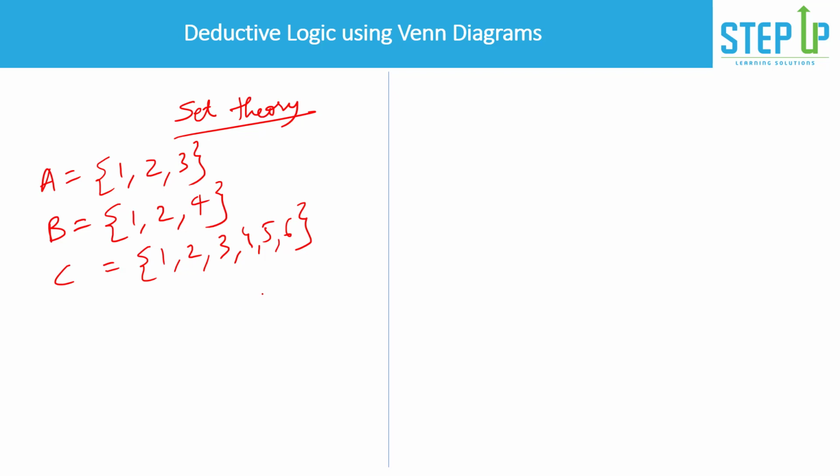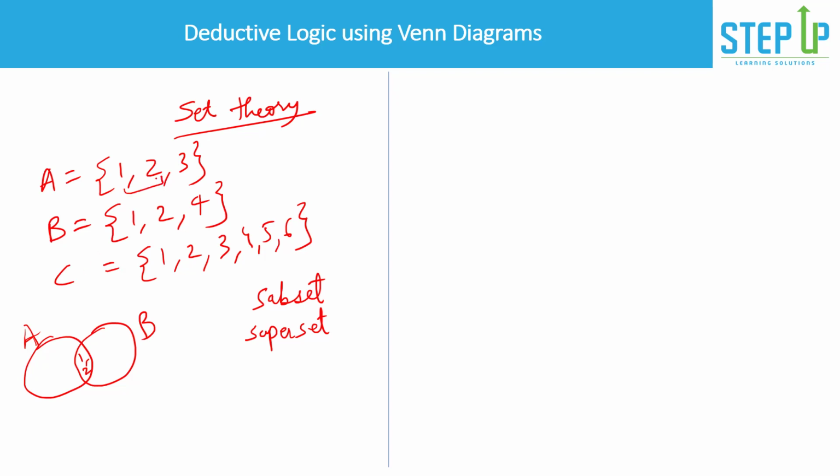We learned the concepts of subset and superset. For example, if I were to represent these A, B, C in a diagrammatic fashion, that is nothing but your Venn diagrams. Let's suppose this is your A and let's suppose this is your B. The common part, your 1 and 2, are the two elements that were common in A and B, right? In B alone you had 4, in A alone you had 3. So this is how you could represent it.